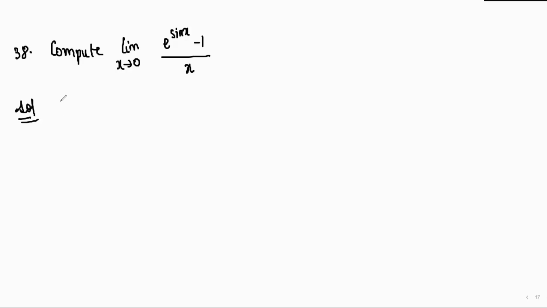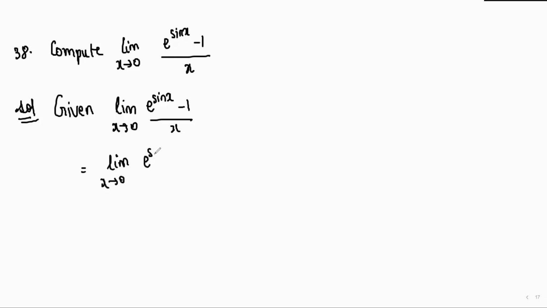Take the next question. Compute the limit as x tends to 0 of (e^(sin x) minus 1) by x. So first let us write the given limit. Over here I will multiply and divide by sin x. So the limit as x tends to 0 of (e^(sin x) minus 1) by x into sin x by sin x.